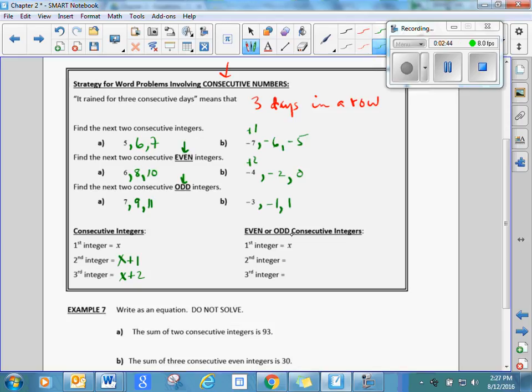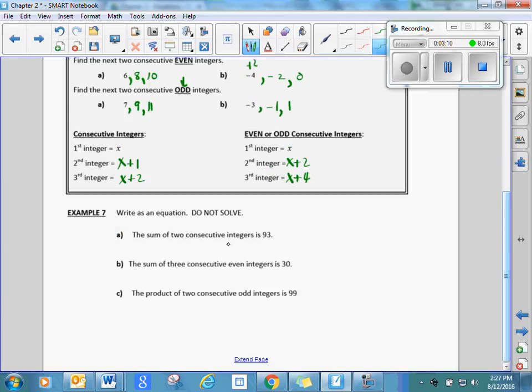When we're doing even or odd consecutive integers, you've got to skip over the x plus 1. And so your second integer for consecutive even or odd is actually going to be x plus 2, skipping over the one that's right next to it, skipping over the next one to that, and skipping to x plus 4. So these are the variable representations of consecutive integers. So we're going to just practice a few down here. We're actually not going to solve the equations. We're just going to write the equations. So that'll make it easy and more fun.